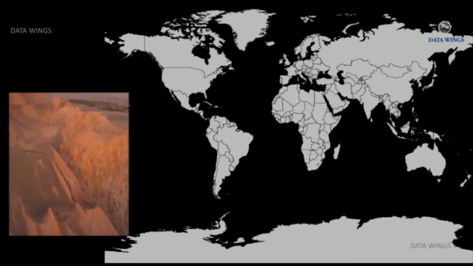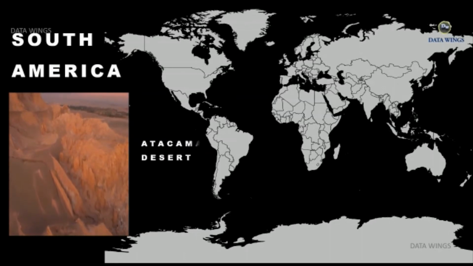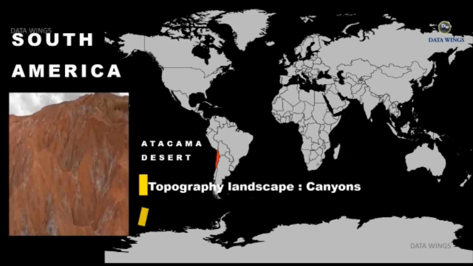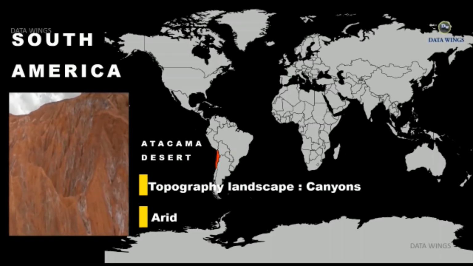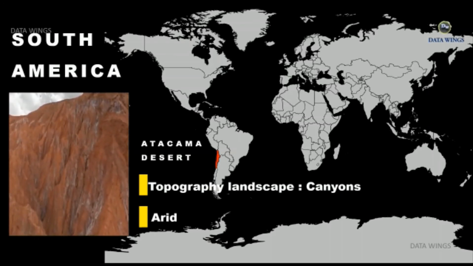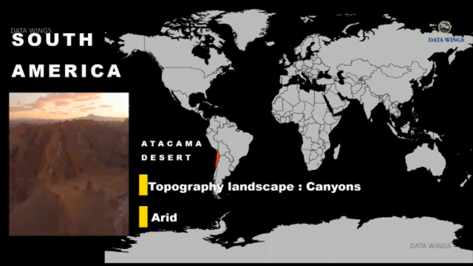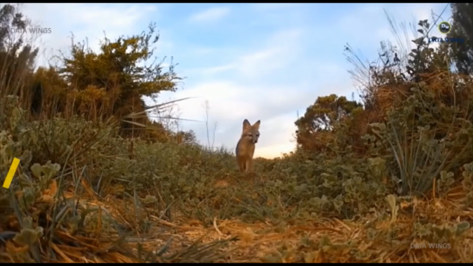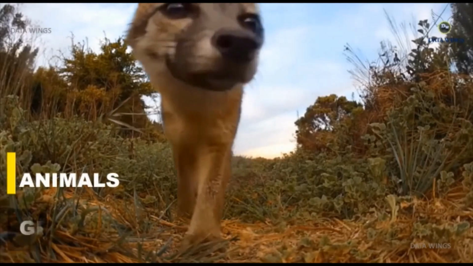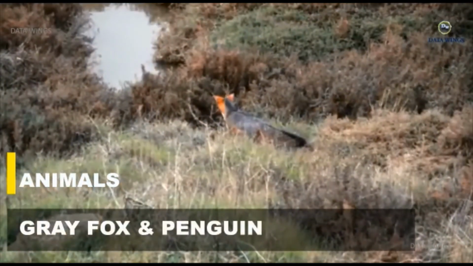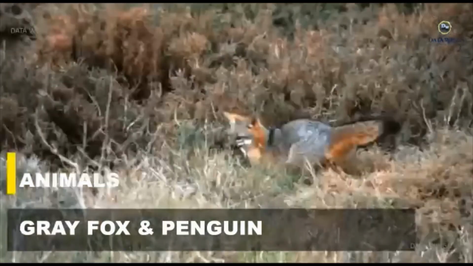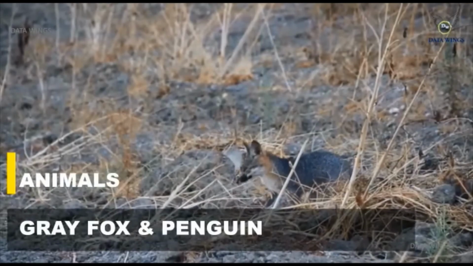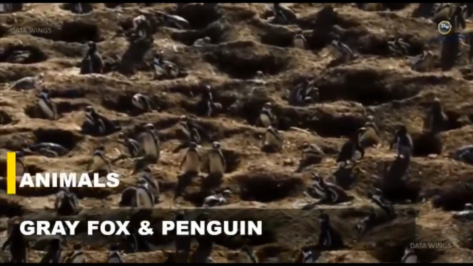And the next desert we're going to look at is in South America. Not North America, but South America. And it is the Atacama Desert. And it is actually quite small, but this is quite an attracting place. Tourists here always like it because it looks quite similar to Mars, and people use this for filmmaking. And some of the animals that live here are the gray fox and the penguin.